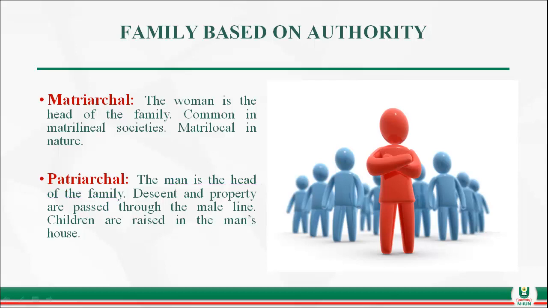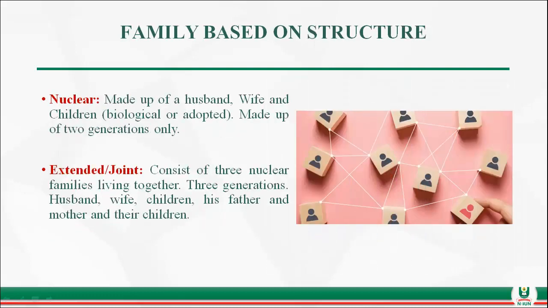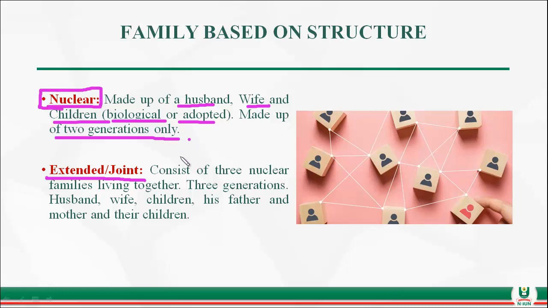Now let's see the type of family based on structure. Structure, we have the nuclear family. This has to do with the size of the family members, and we have the extended family. The nuclear family is made up of the husband, the wife, and the children. The children can either be biological or adopted, and they are made up of just two generations. This is the family in its smallest form. It's the nuclear family, right?